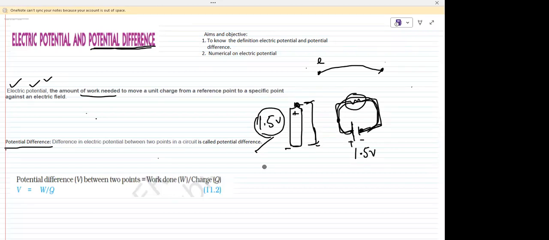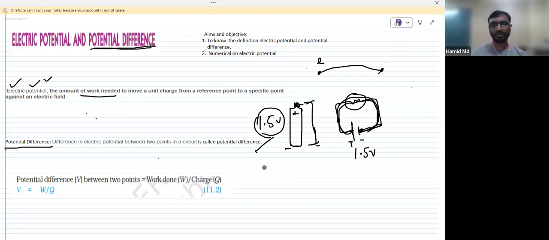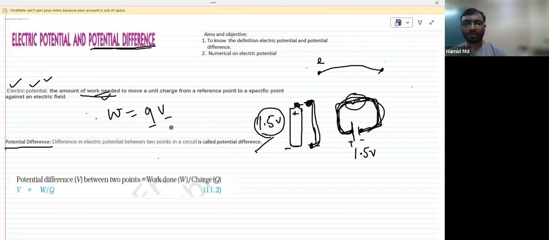Yes, sir. So if it's clear what potential difference is, then we can define work done. That is W is equal to charge into potential difference. If we are bringing one charge from this potential to this point, we have to multiply the charge with the potential difference, right? The charge we are bringing from here. As the potential is higher, the work done will be more and more, right?